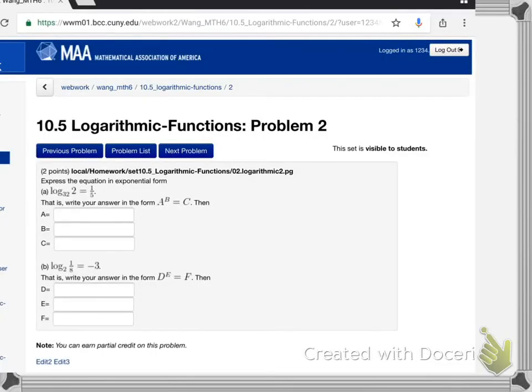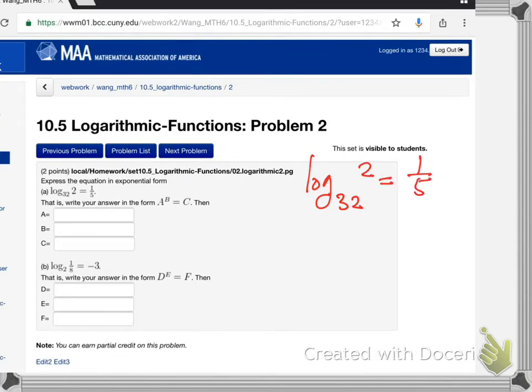Okay, so this is number 2 in the webwork. I'm going to do the A part and then leave the B part to you. So let's write down this log again: log base 32 of 2 is 1 over 5.